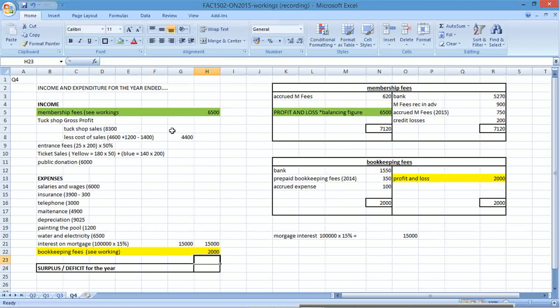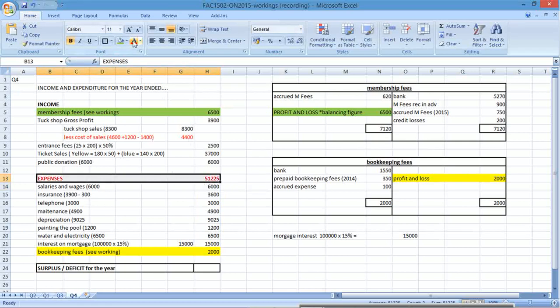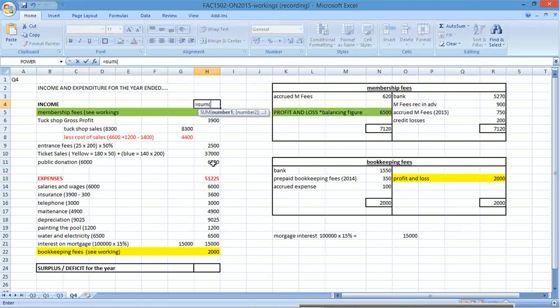Okay, that's better. Alright, the tuck shop sales was 8300 less the cost of sales. So the tuck shop gross profit is this minus that. The entrance fees, let's work that out: the blue tickets and yellow tickets times 50, plus 140 times 200, close brackets, 37,000. Public donation, this didn't change, this did change, this didn't change, neither did that. Okay, so expenses equals the sum of all of this. That's my total expenses, and my total income is the sum of all of that.